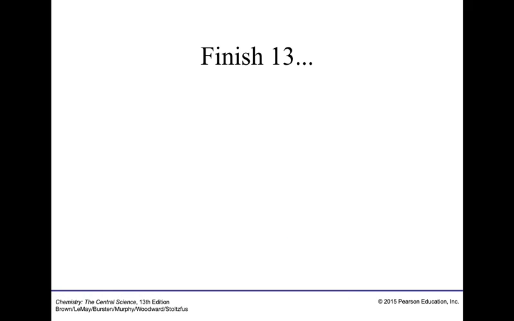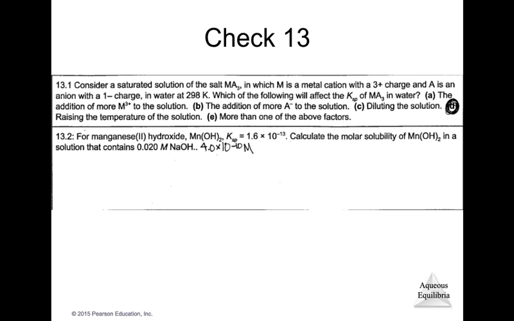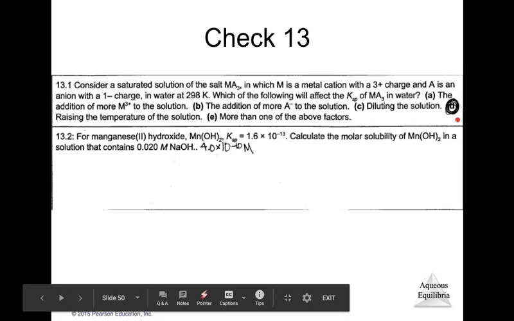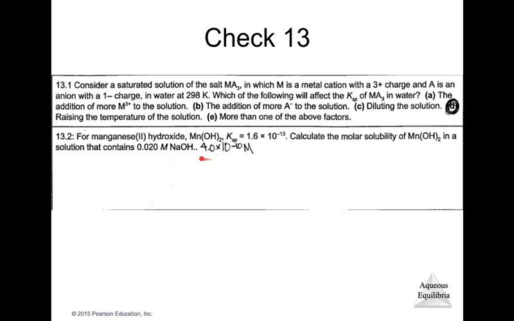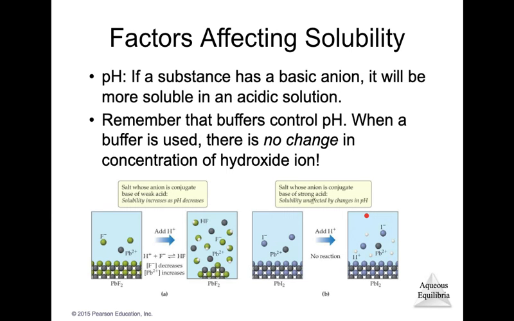Okay? So here are your answers for 13.1. You should have said D. And ultimately, your math should have gotten you 4.0 times 10 to the negative 10th molar for number 2. Okay? All right, so let's move on to factors affecting solubility, pH.